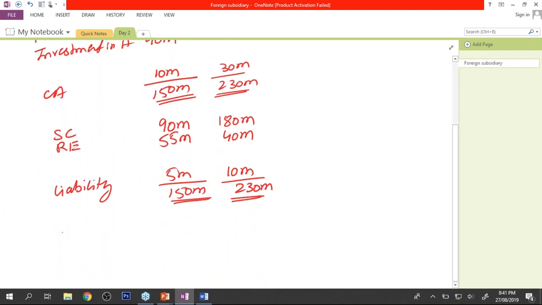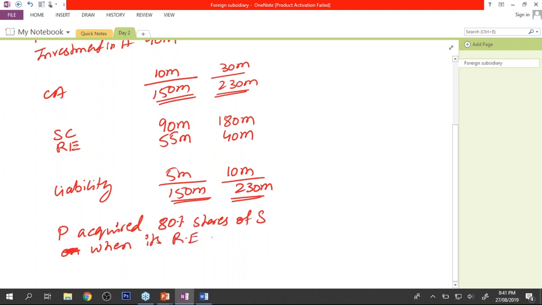Now let's suppose the question says that the parent acquired 80% shares of the subsidiary when its retained earnings were 30 million dinars, and the fair value of NCI was, let's suppose, 60 million dinars.